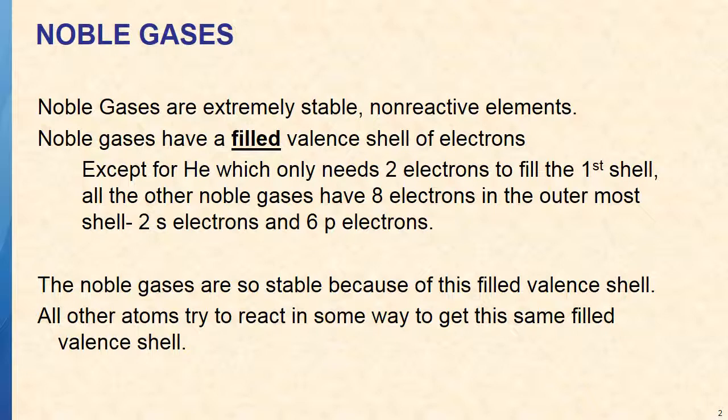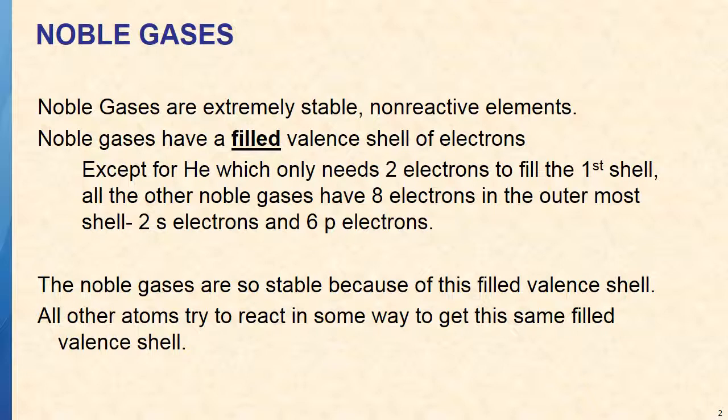Noble gases also, what we saw, had a filled valence shell of electrons. Except for helium, which we know only needs 2 electrons to fill the first shell, all the other noble gases have 8 electrons in their highest energy shell. In other words, they filled up all their s and p electrons on that energy level. So if you put these two things together, noble gases are very stable because of this filled valence shell.